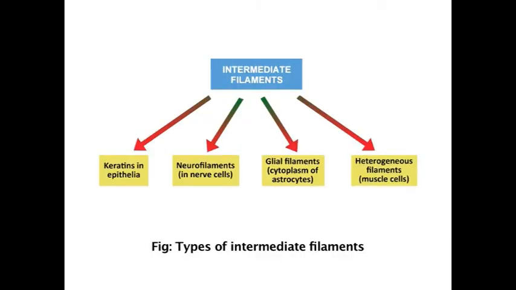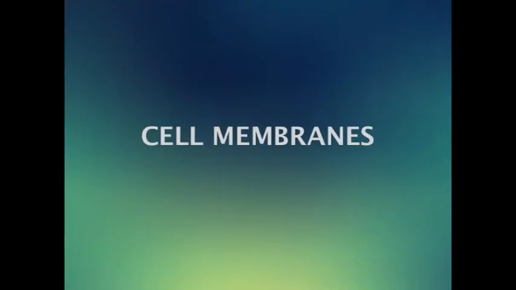Heterogeneous filaments have similar morphology and localization but contain a variety of proteins. They contain desmin filaments, which in muscle constitute a cytoskeleton that holds the myofibrils within the muscle cells. Next, we will come to cell membranes.